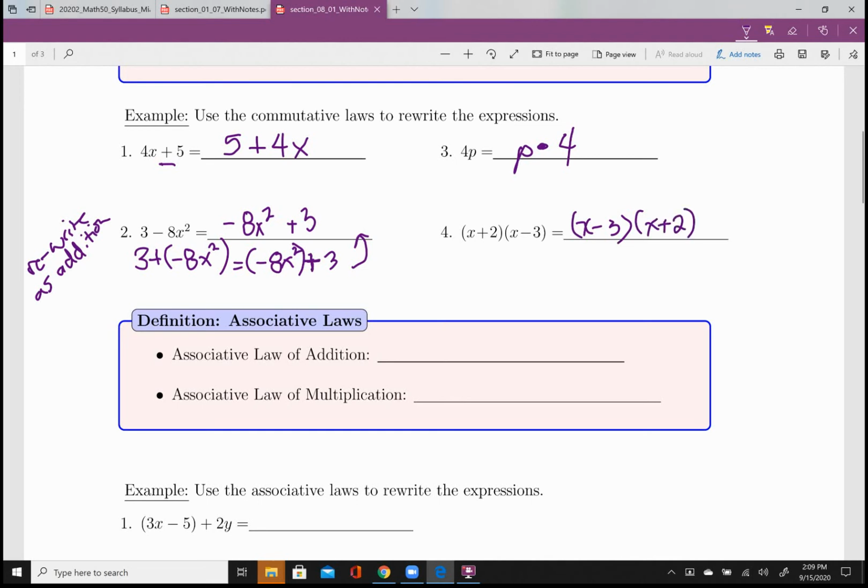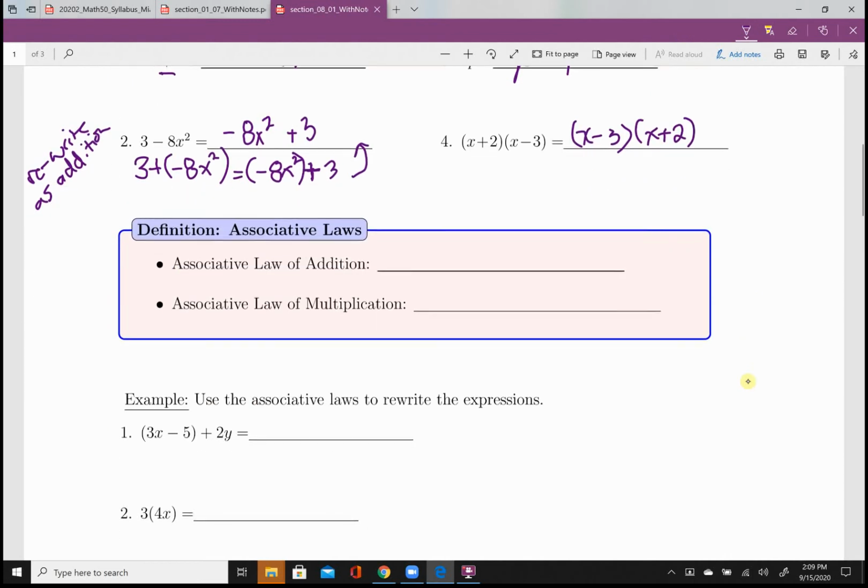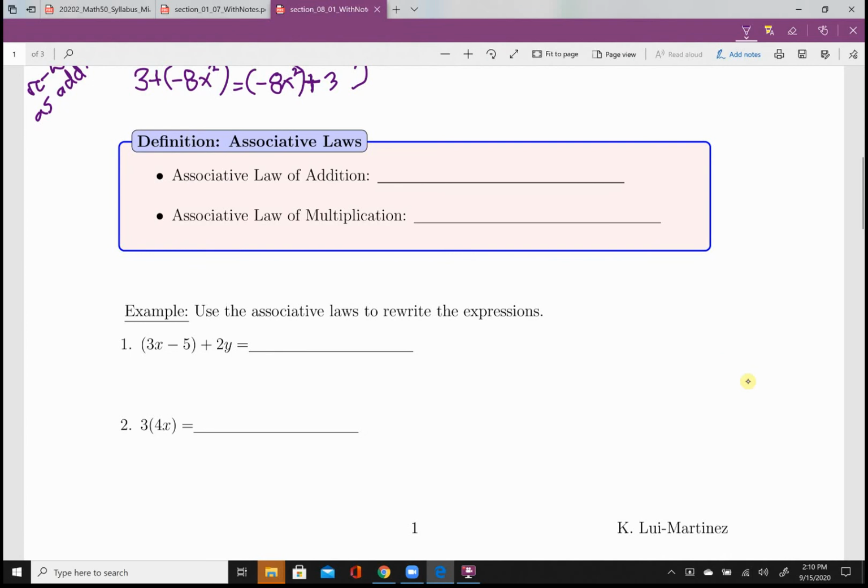Okay, great. So again, addition and multiplication. You can commute or switch the position of the two factors in question if it's multiplication, or the two terms in question if you're dealing with addition. Okay, let's talk associative laws.